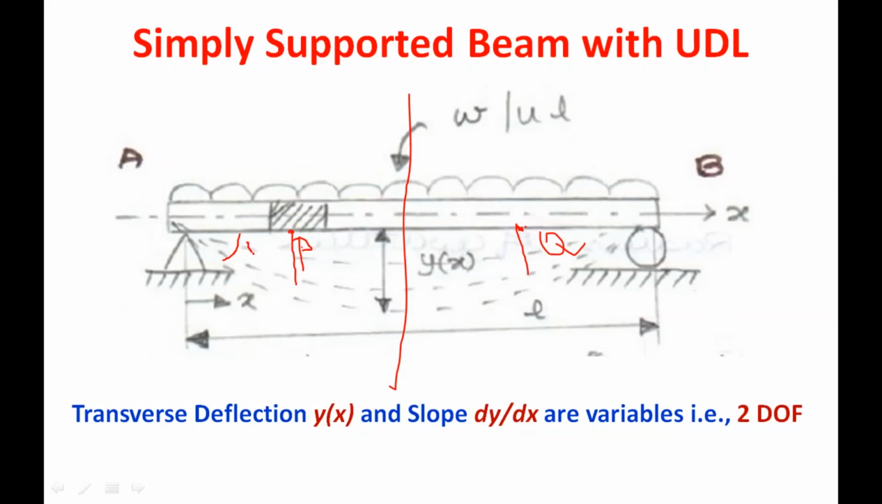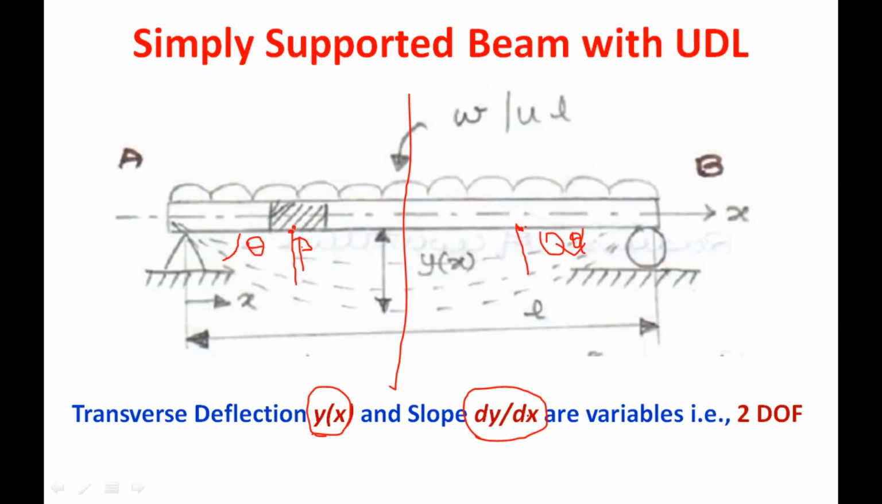the beam. So slope theta is measured here. So theta on one side is considered positive and on the other side is considered negative. So based on this theta, we are going to consider the position of the point. For all beam problems, we are going to have 2 degrees of freedom as the variables. One is y of x, and another one is the slope of this beam.